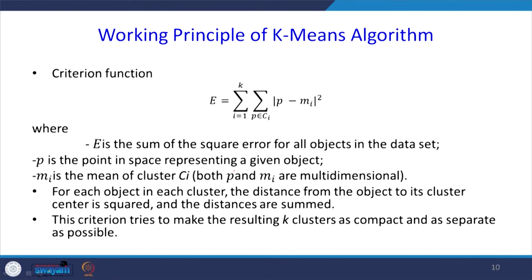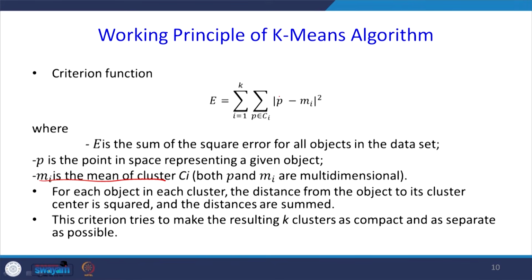Let us see what this criterion function is. For example, E is the sum over i equal to 1 to k, that is, all clusters, of the sum over p in each cluster of |p minus m| squared. Here p is the point in space representing the given object, and m is the mean of the cluster. It is nothing but a kind of mean absolute deviation, but we are squaring that absolute deviation. Then we are summing for all clusters.